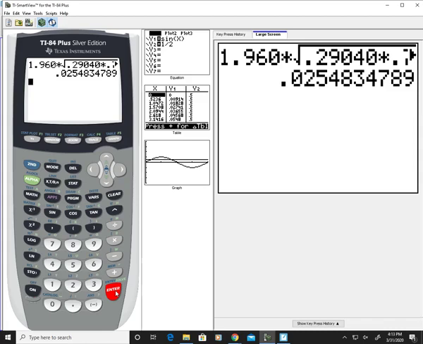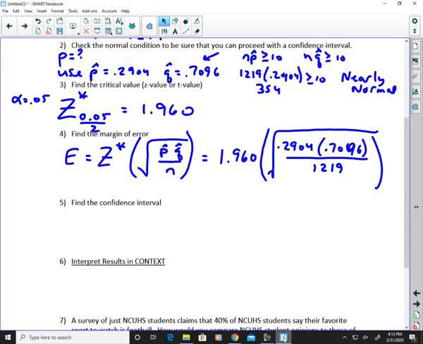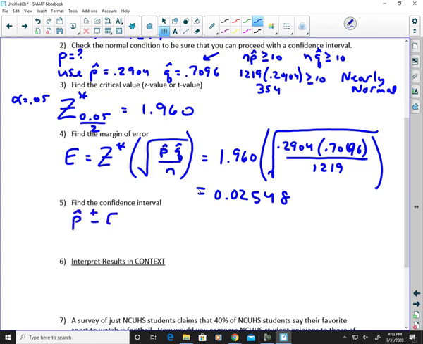Okay, so I get a number of 0.02548, and that is the margin of error. I'm going to add that and subtract that from our proportion value. So let me write that number down. That was equal to 0.02548, and then to get my confidence interval, I'm going to take my p hat and add and subtract the error from it, not mu, p hat.